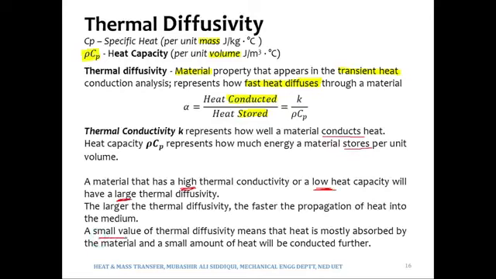A small value of thermal diffusivity would mean that the heat is mostly absorbed by the material. So a small thermal diffusivity means that the heat is not being diffused by the material. Heat is not being diffused by the material means whenever the heat is being supplied to the material, it is keeping it, it is absorbing it, and only a small amount of heat is being conducted further. So this is what is meant by thermal diffusivity.